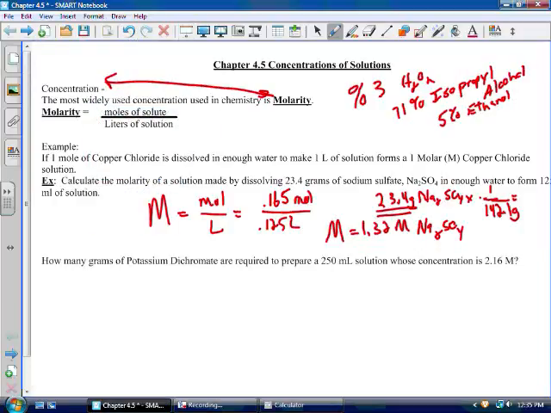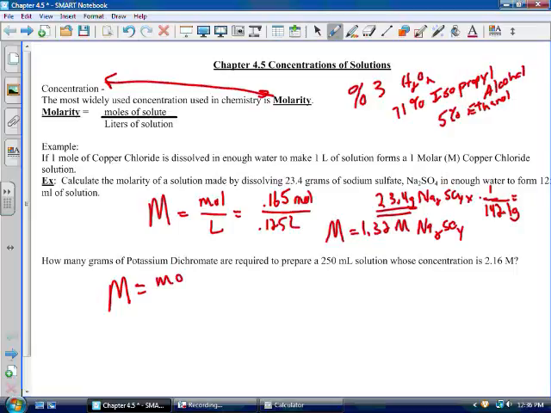All right, let's look at another example. How many grams of potassium dichromate are required to prepare a 250 milliliter solution whose concentration is 2.16 molar? All right, so we're going to make a solution of potassium dichromate, and we need to make 250 milliliters of it, and we want it to be 2.16 molar. So we need to calculate how many grams we need.